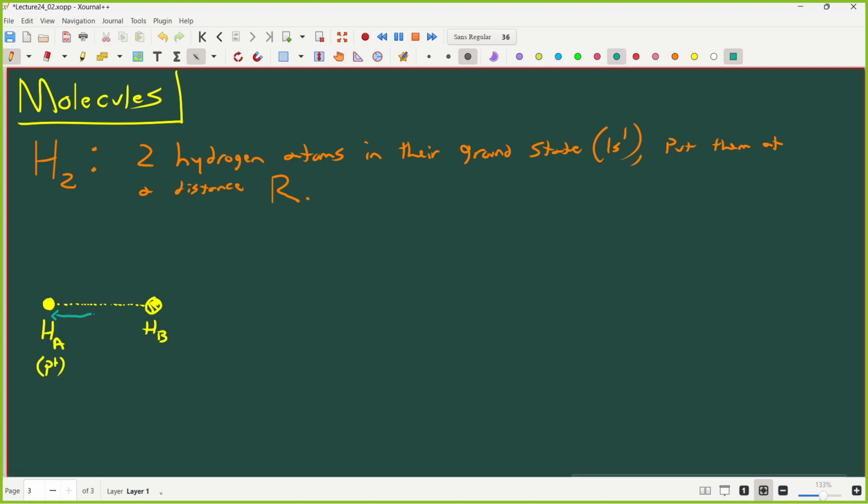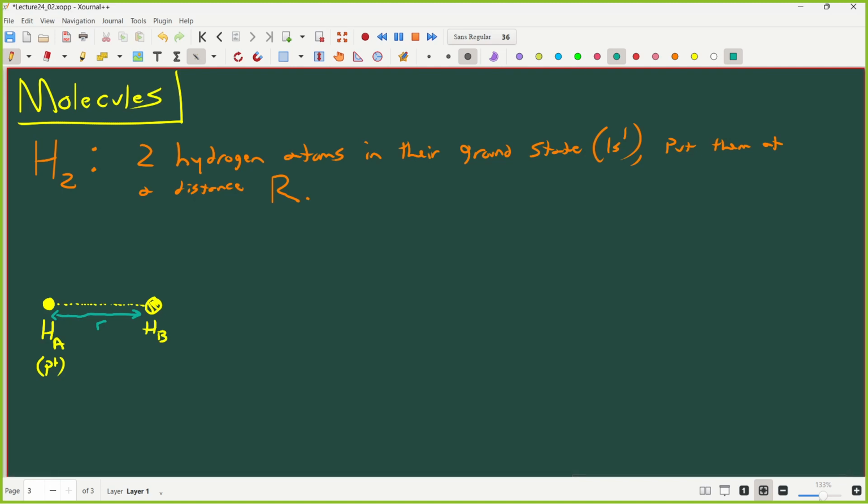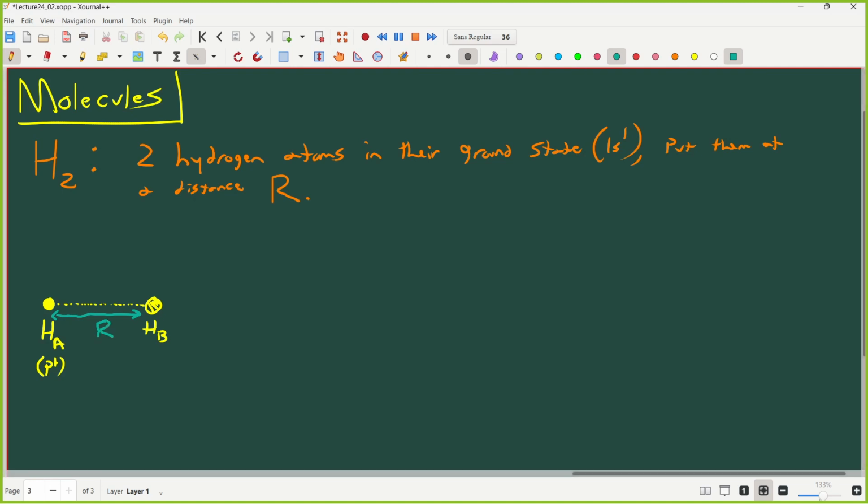Anytime I measure a bond length, because this is what that is, assuming that we make a bond here, we haven't decided whether a bond happens or not. But the bond length is always the internuclear distance. And I call this big R.